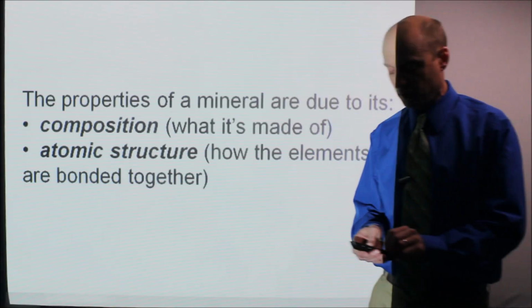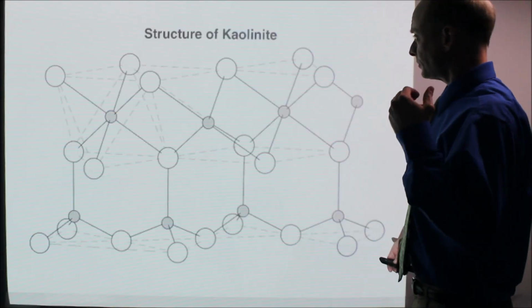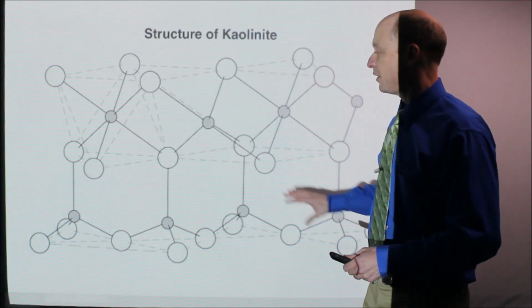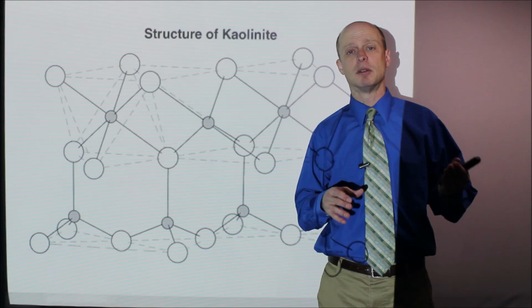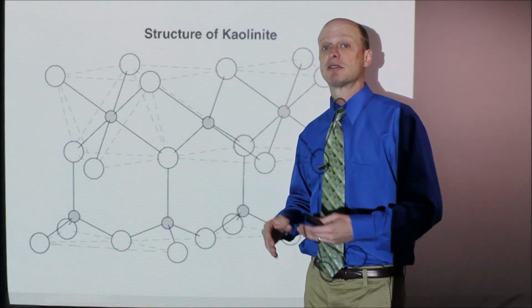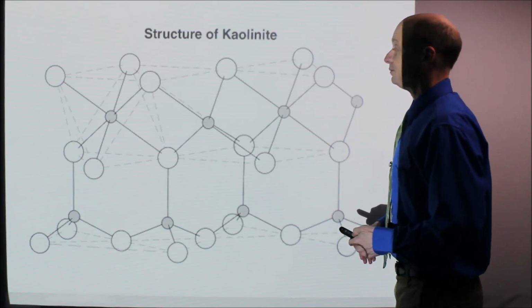And here is an example of the atomic structure of a mineral called kaolinite. And so this shows the structure here and how they're bonded. And again, this is a key component, key reason why minerals have their properties, the atomic structure of that mineral.